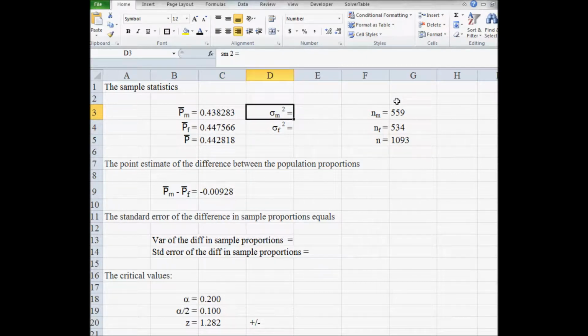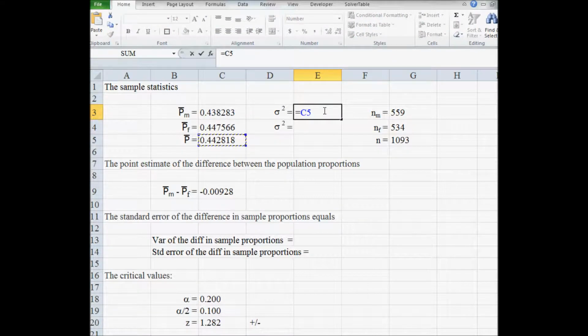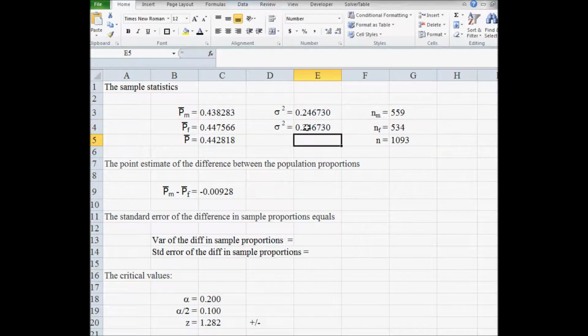To compute the standard error, we're going to go ahead and drop the subscript of the variance for the male proportion. We're going to do the same for the female proportion because we're pooling the proportions. So the variance for the male variable is equal to the overall pool proportion times 1 minus the pool proportion. And the same goes for females. So I'm going to copy this and put it down here. Because we're pooling the proportions, the variances of the underlying variables are identical.